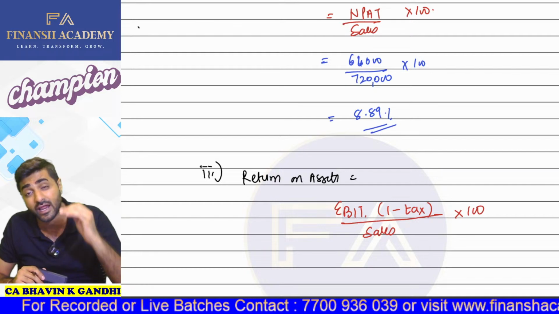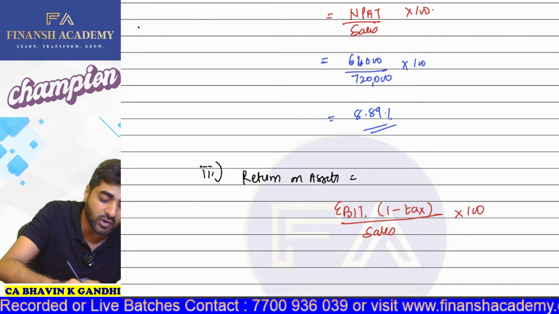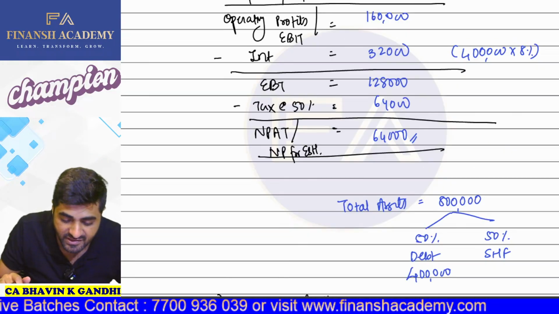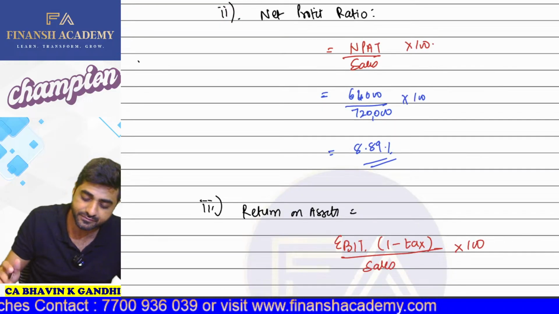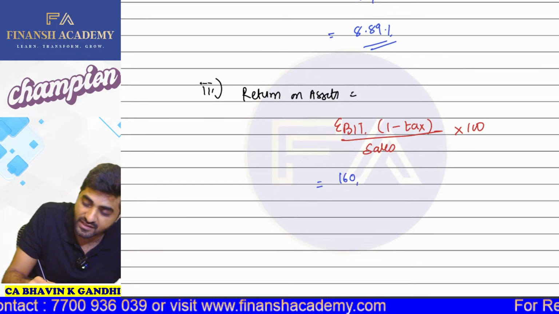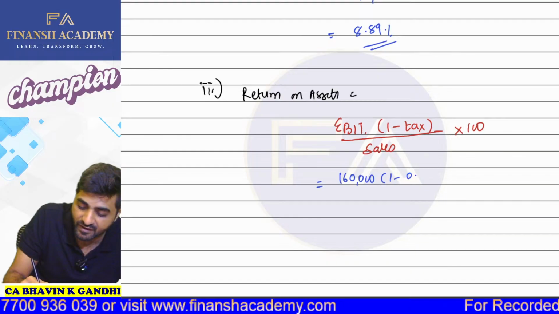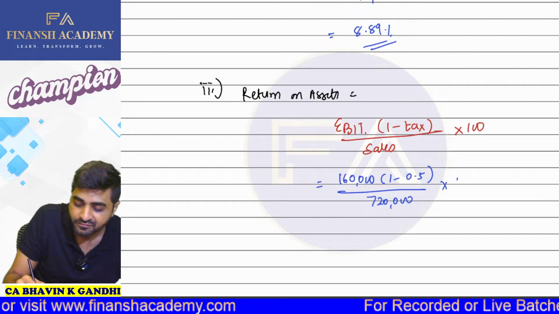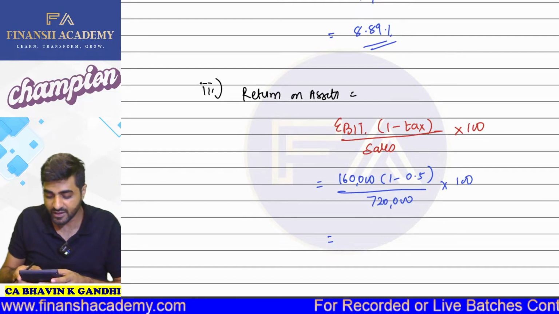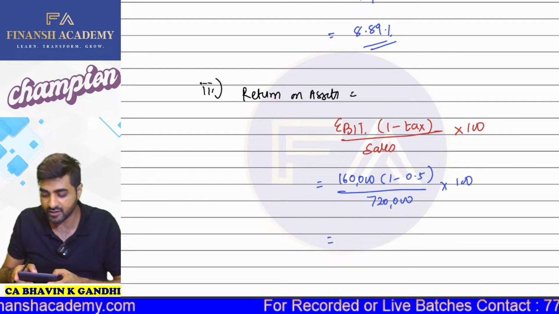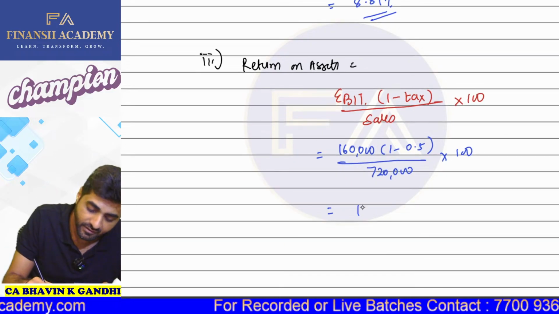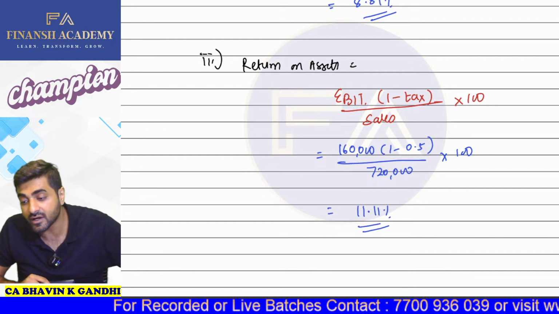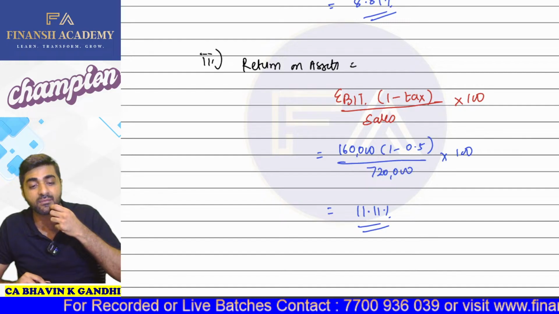Is this going to give you a return on assets? Come on, yes or no? Yes, sir. So what's the amount of EBIT? So your amount of EBIT, which you just now have calculated, is 1,60,000. What is the tax rate? 50%. So 1 minus 0.5. Your sales is 7,20,000 into 100. So this will now be 80,000 divided by 7,20,000 into 100. So that's going to be 11.11%. So this is going to be your return on your assets, 11.11%.